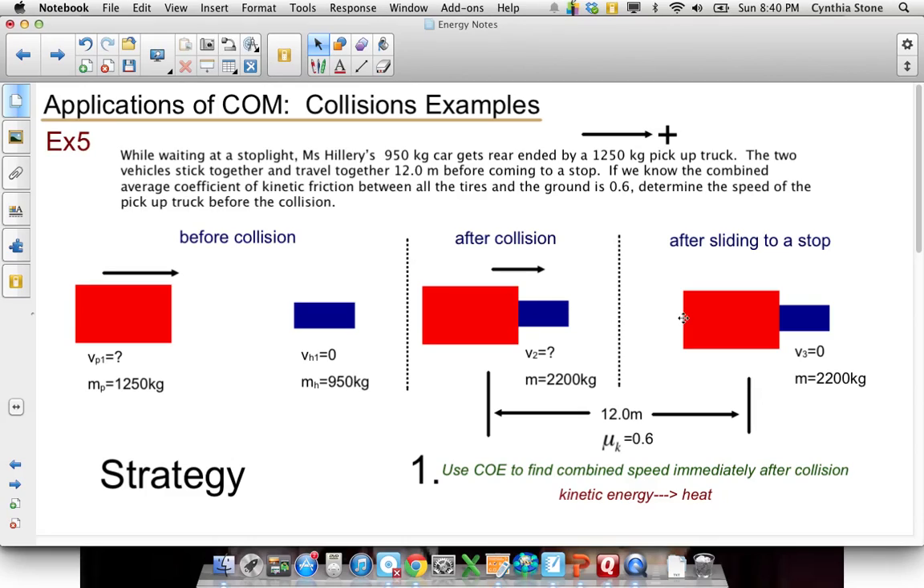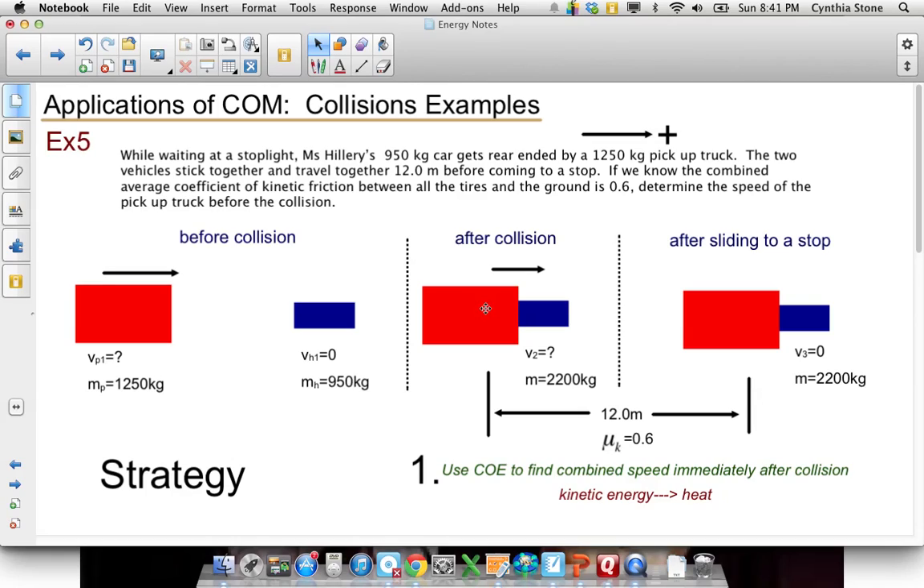The way that I treat this question, and yeah, there could be a different way to do it, but I'm not sure what that would be, is I look at the final situation. I know this coefficient of friction. I know this distance. I use that to find the speed right after the collision, because after that collision their brakes were locked. They were sliding to a stop, right? So I can figure out that speed.